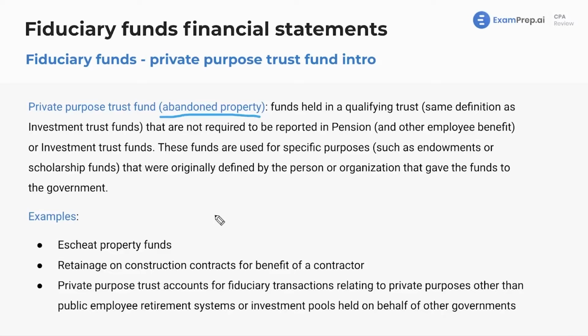And then when you move away, you get that money back. But let's say you lived there for 20 years and you totally forgot that you gave that $100 deposit. So when you move away, you forget that $100. That $100 now goes to the private purpose trust fund as abandoned property.